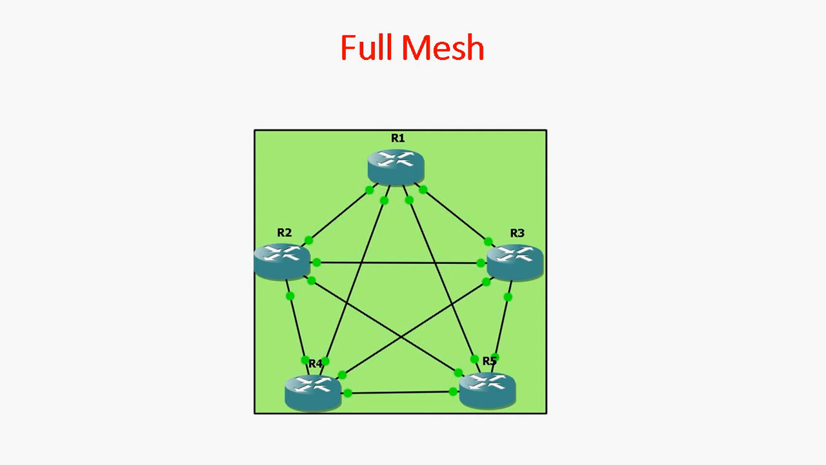Next one, full mesh topology. Full mesh topology means all the routers are connected to all other devices. This gives full redundancy. Here we can see I'm using 5 routers in total, and all 5 routers are connected to each other. So this is full redundancy. The drawback is that we use more ports and it is very expensive cost-wise.